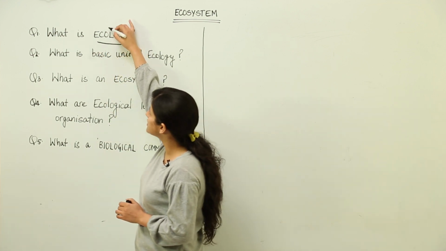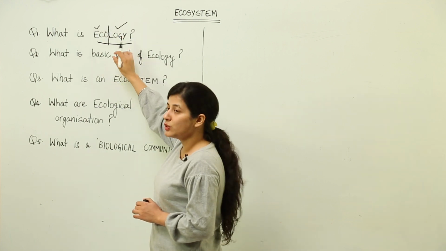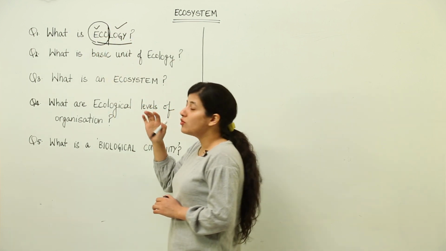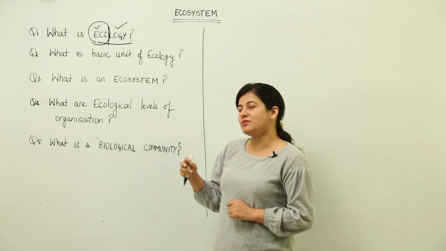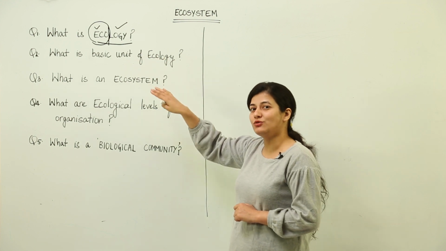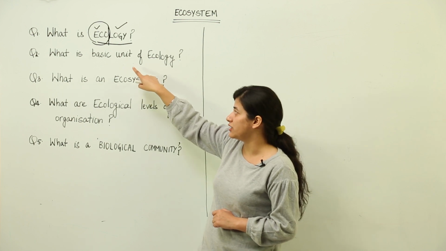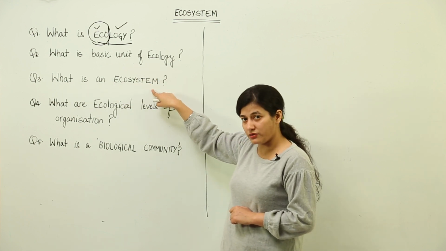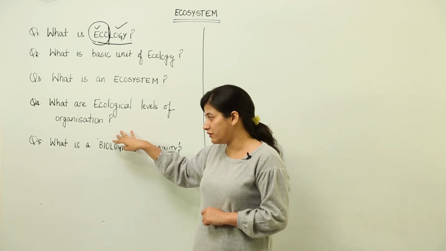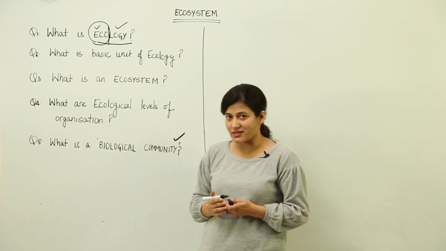If you break this into two parts, it would be eco and logy. It is that branch of biology which deals with ecosystem. Now what comes to mind is, what is an ecosystem? Ecosystem is the basic unit of ecology that we study. So we need to know what would be the basic unit of ecosystem. Then we will deal with what is an ecosystem, how that basic unit comprises the ecosystem and how those units are interacting basically. Then there would be ecological levels of organization that we would discuss, and a very important term, that is biological community, that would be discussed in this lecture.